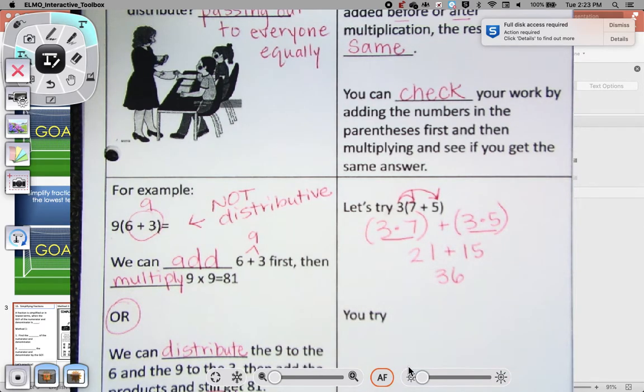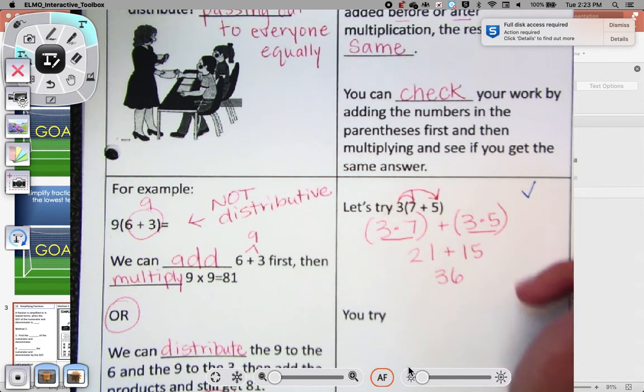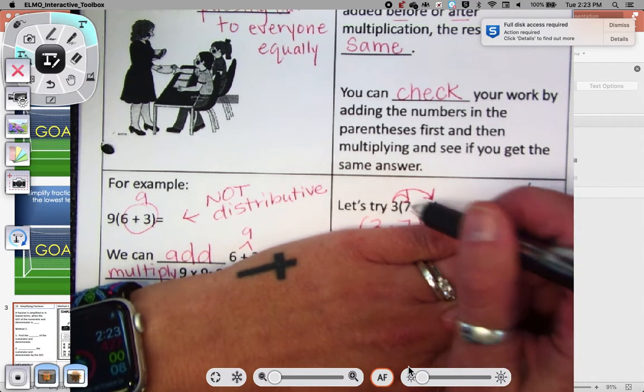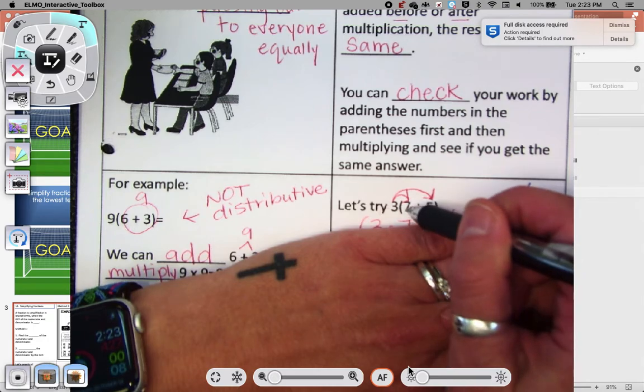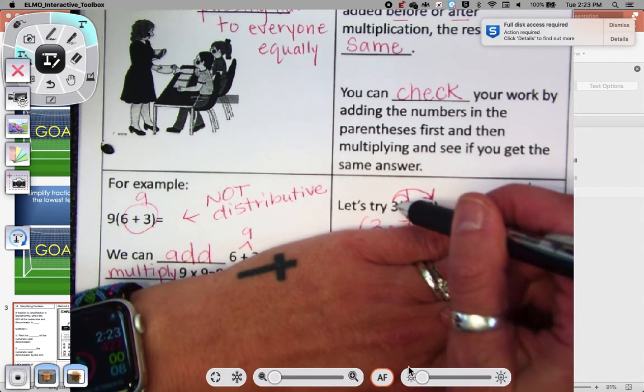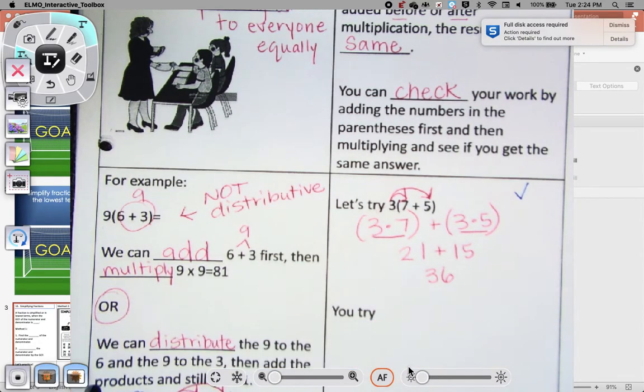Okay? And we can always go back and check by covering up our work, adding the numbers in parentheses. 7 and 5 is 12. 12 times 3 is 36. We got 36. Okay? Let's do one more together.